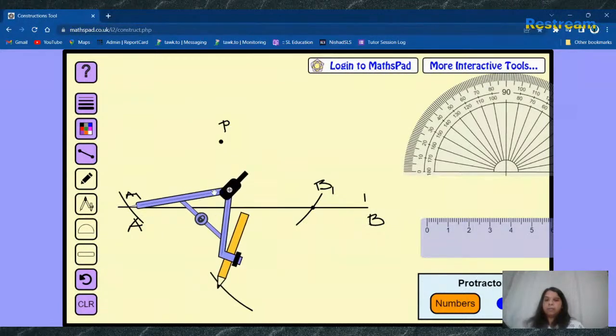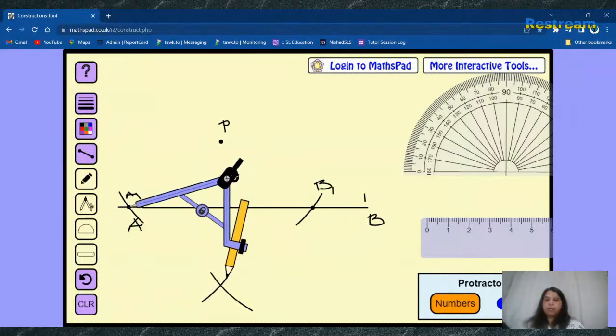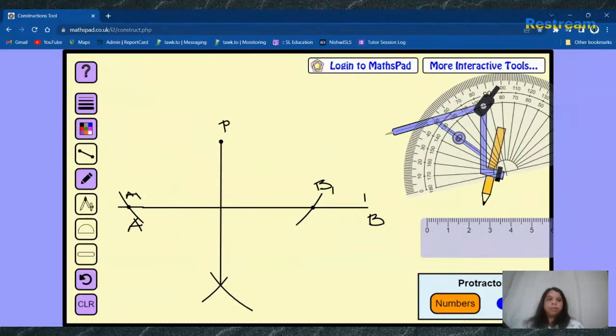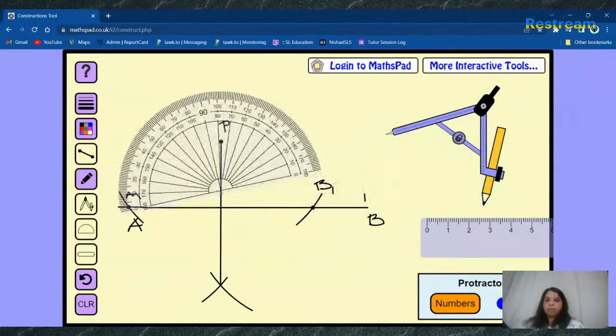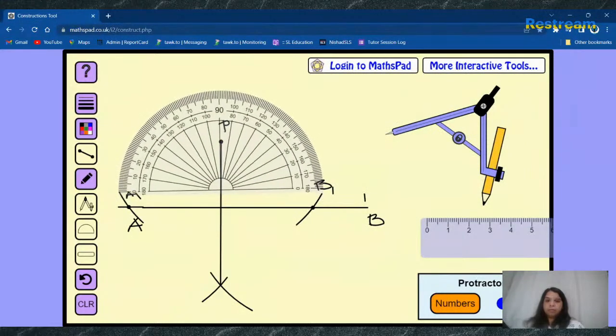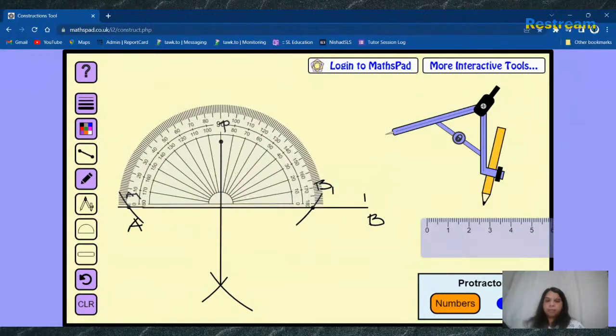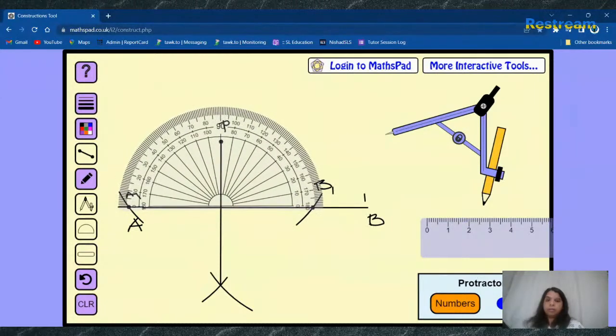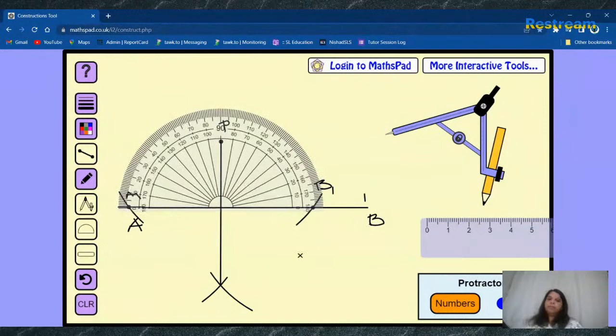This. Here, then we can join these two points. Now again this line is going to be perpendicular. We see here, see? Okay, so this is how you draw perpendicular from the point outside the line.